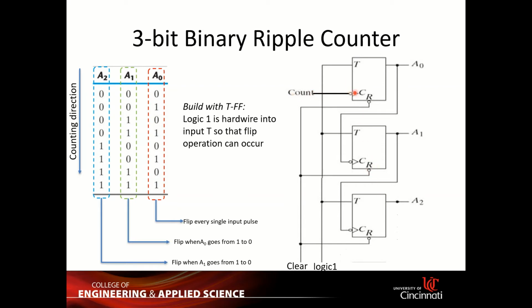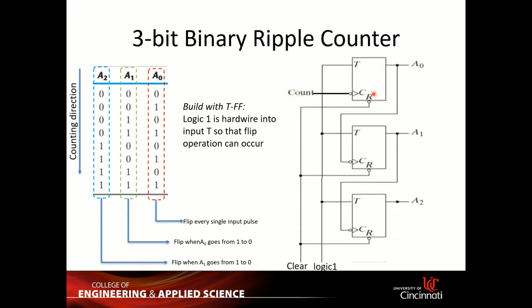Next, take a look at this. The count input is wired to the clock of this T flip-flop. And remember, when does the value flip? The value of A0 or A1 or A2 flips when the previous value goes from 1 to 0. So it's the negative edge, right? So that's why there's a bubble in here, and that's why there's a bubble in here also.